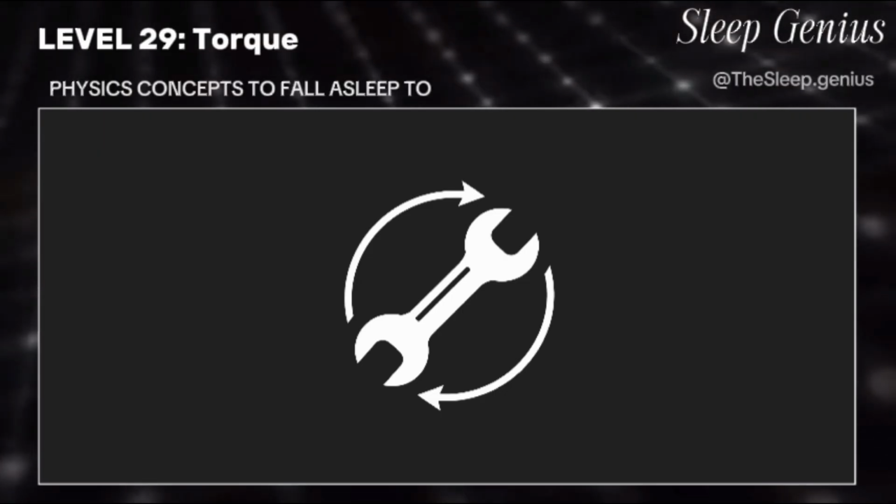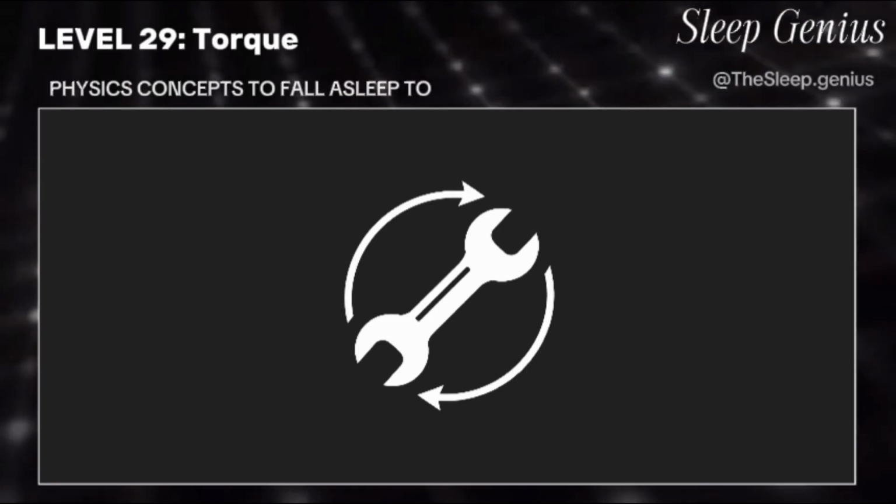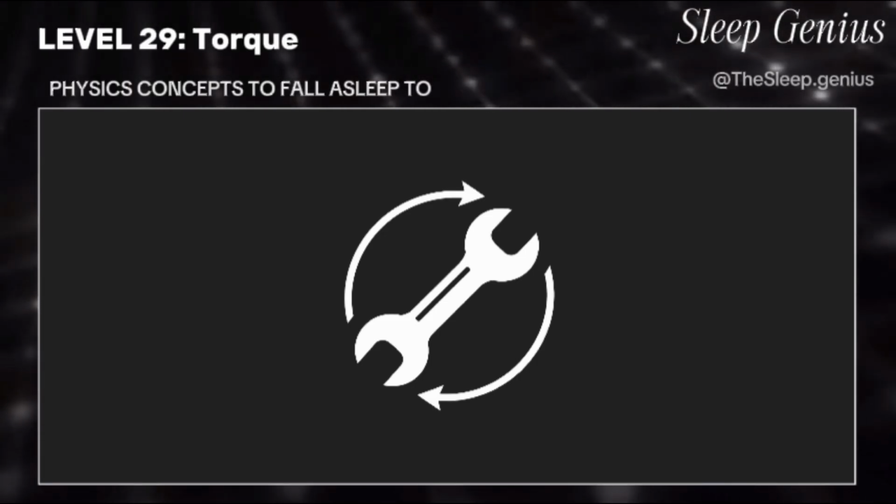It depends on the strength of the force and the distance from the point of rotation. Torque has magnitude and direction. It acts around an axis, either clockwise or counterclockwise. Its size grows with a stronger force or a longer lever arm.